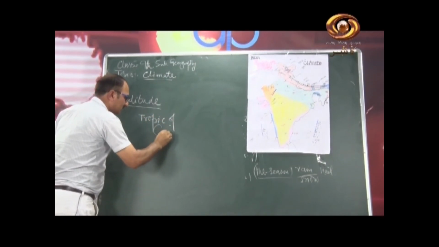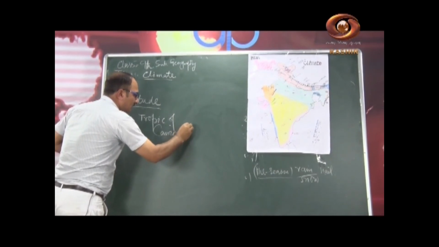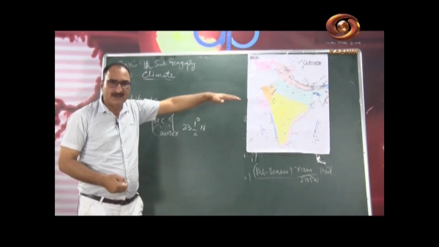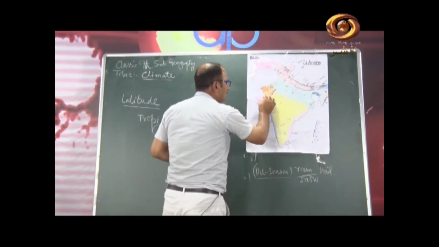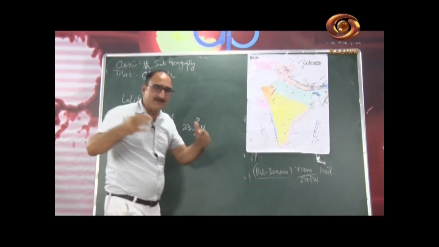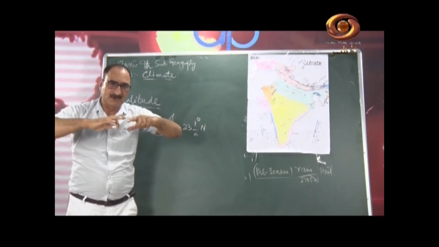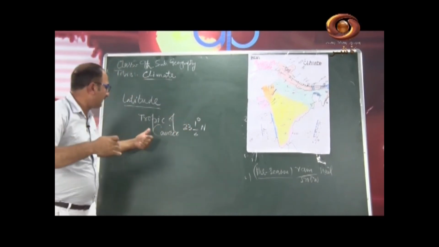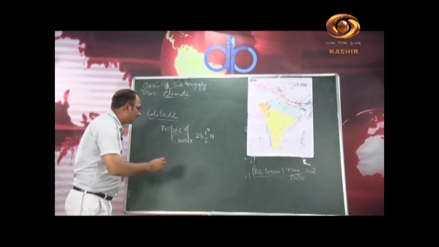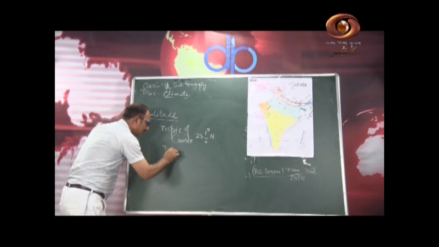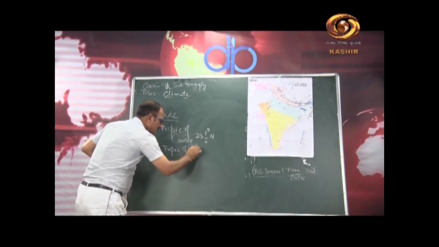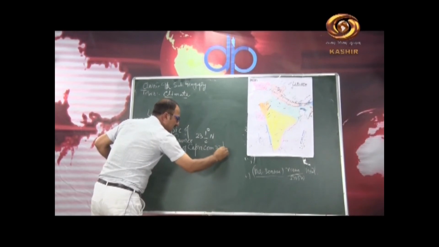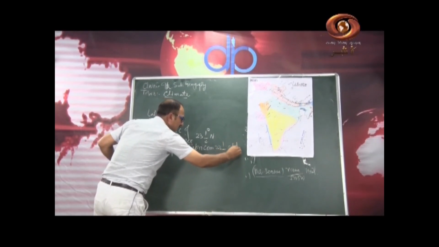Tropic of Cancer is 23.5 degrees north latitude. The Tropic of Cancer passes through the middle of India. It is an important latitude. Between the Tropic of Cancer in the north and the Tropic of Capricorn, which is 23.5 south latitude.